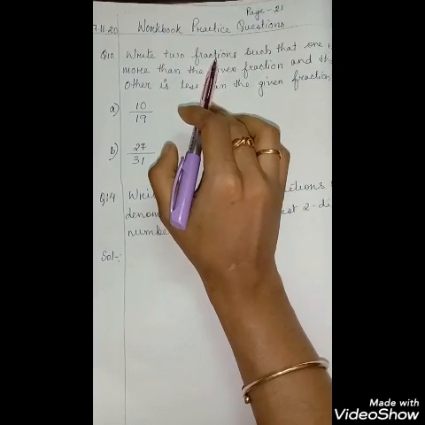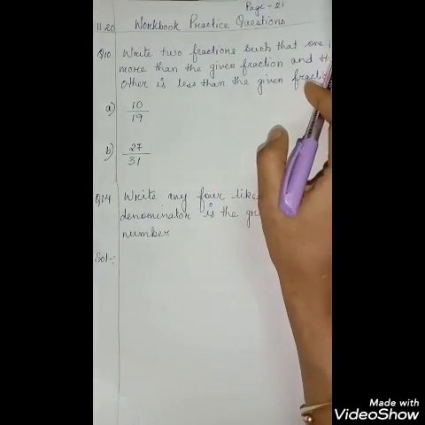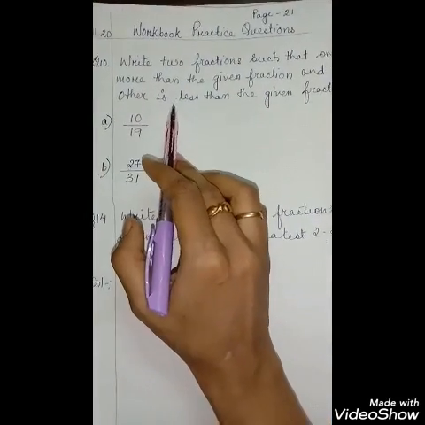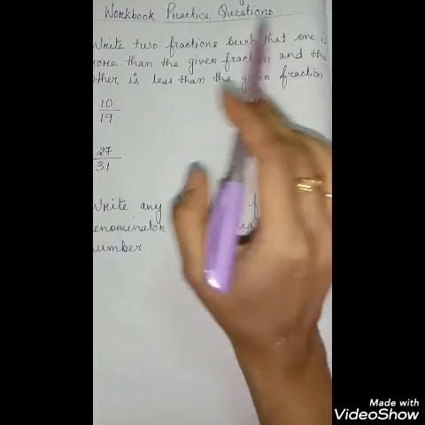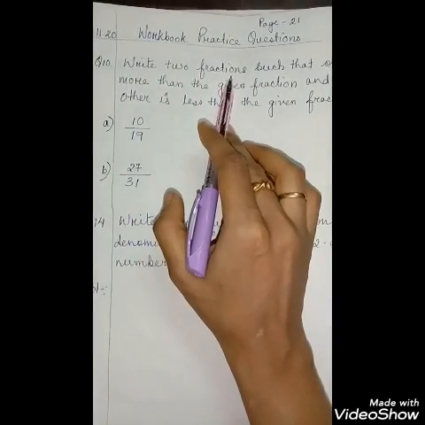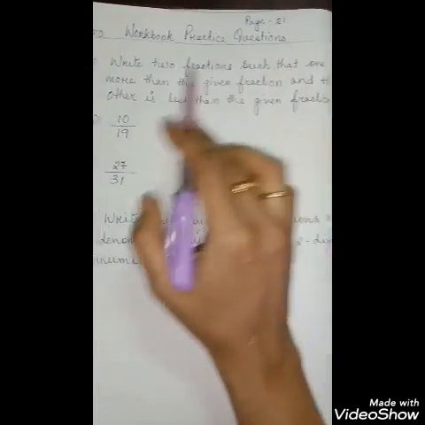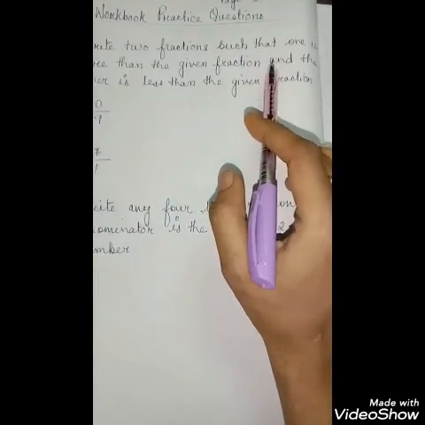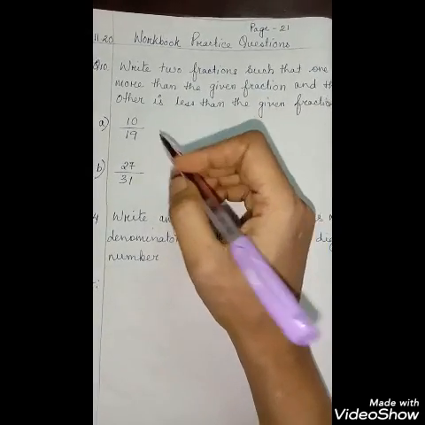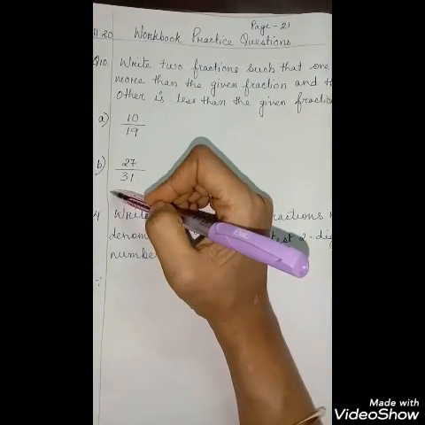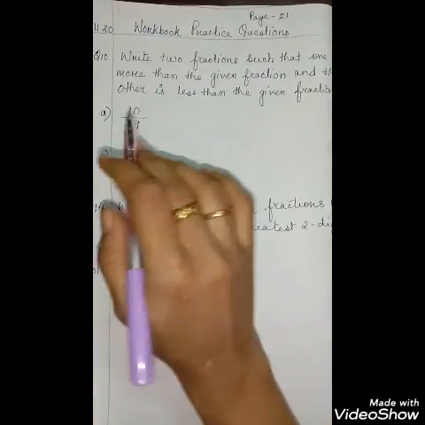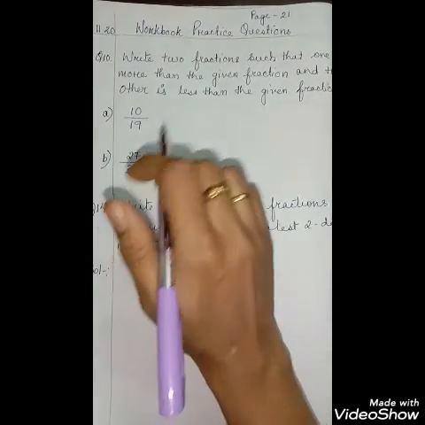Write two fractions such that one is more than the given fraction and the other is less than the given fraction. Now what do you have to find out here? The question is asking: write two fractions such that one is more than the given fraction and the other is less than the given fraction. So I will solve A and B. Students, please watch it carefully. Watch the video carefully, alright?